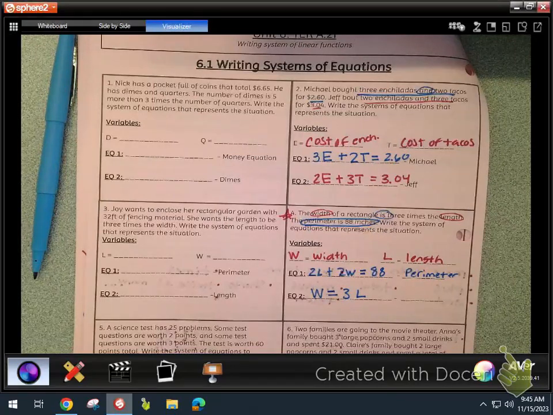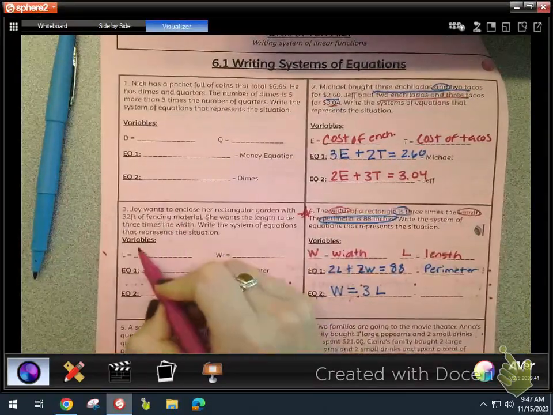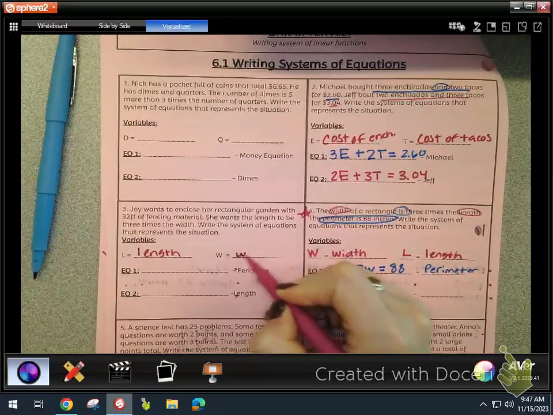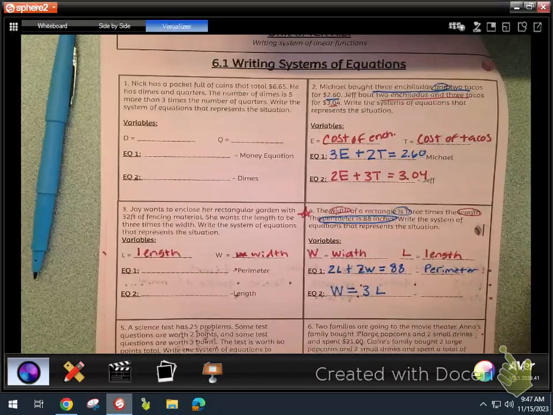Okay? All right, so I want you to look at how I did 4, and I want you to do number 3. Okay? Try number 3. This will be the last one that we do before our break. Your variables on number 3: length and width. Okay? Width here.